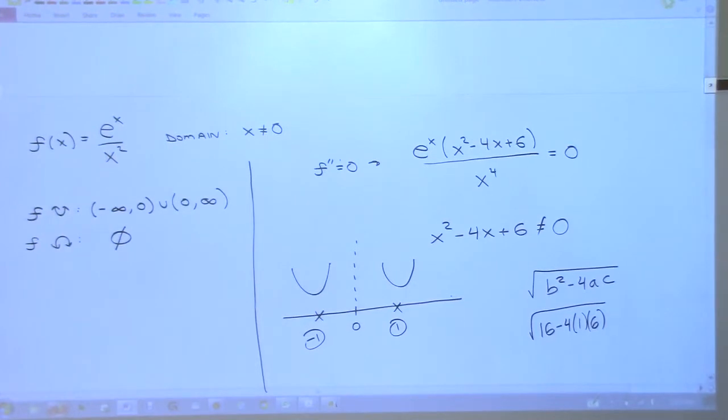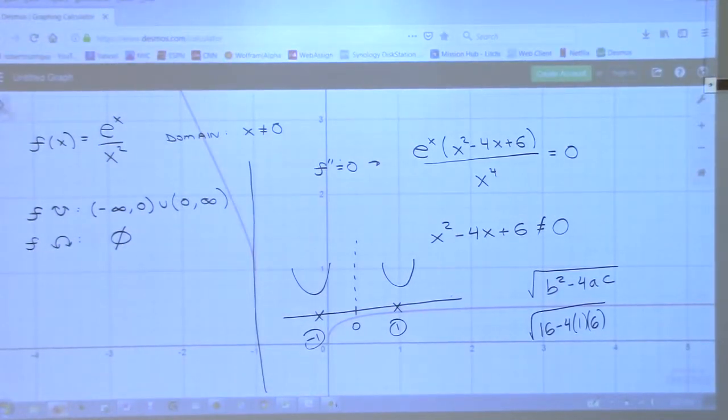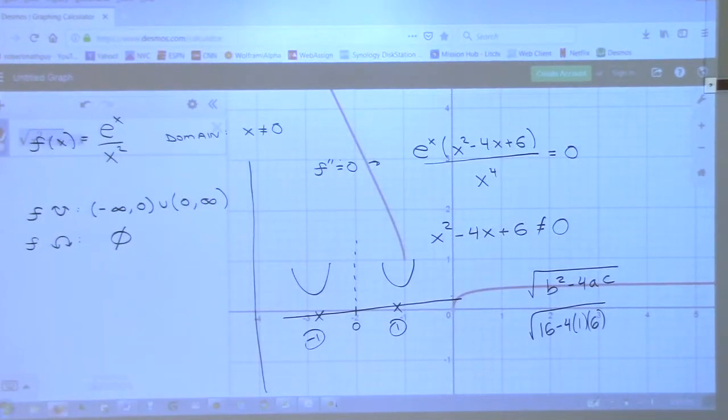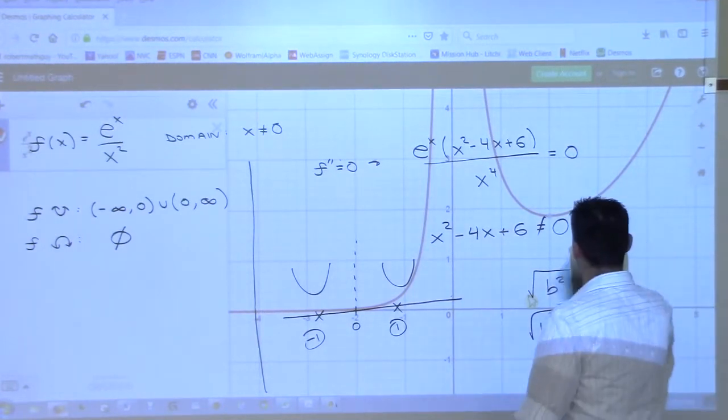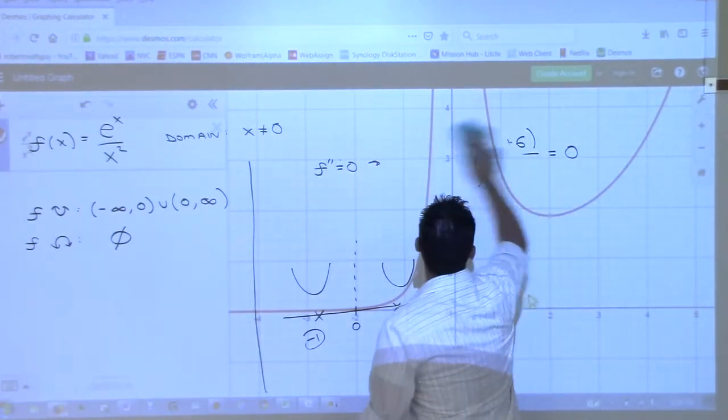All right, no inflection points, right? Let's look at the graph. E to the x over x squared. Did we have decrease, increase, decrease? I don't remember us doing that. Did we? Oh yeah, we had a local minimum. That's right.